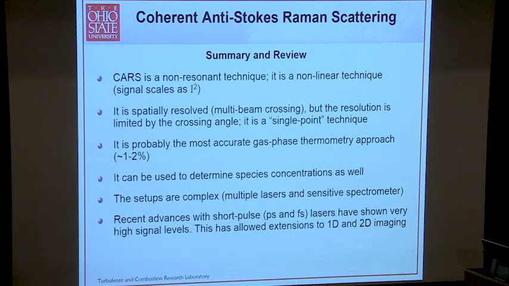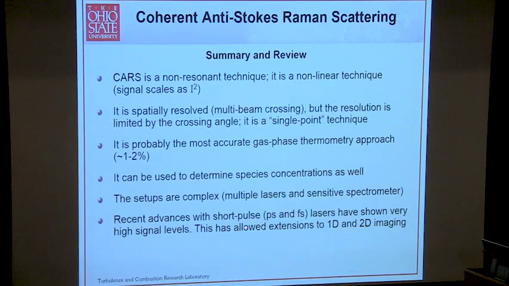It's probably the most accurate gas phase thermometry approach. You can typically get accuracy, defined based on calibration flames, of 1 to 2%. You actually can measure species concentration as well, major species like N2 and O2 and hydrocarbons. The setups are complex, as we can just demonstrate: there's multiple lasers, and perhaps at times spectrometers. It really depends on the configuration you're doing.